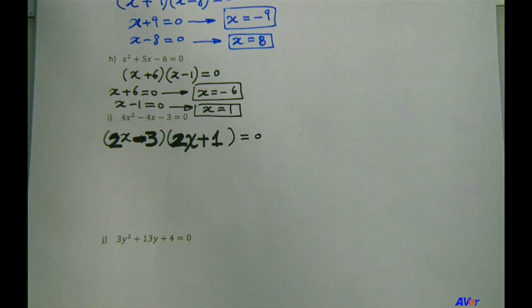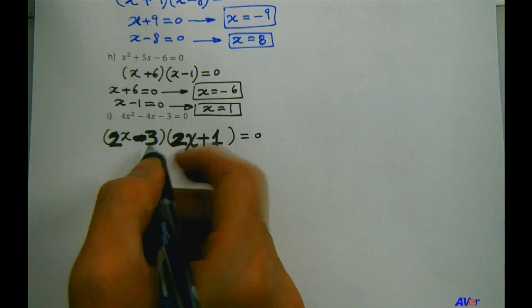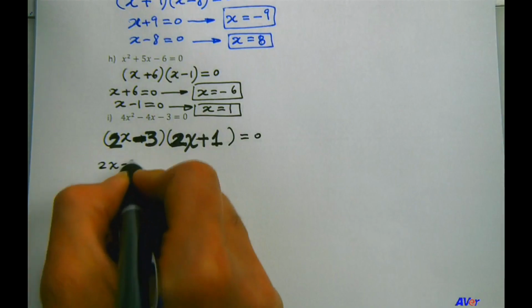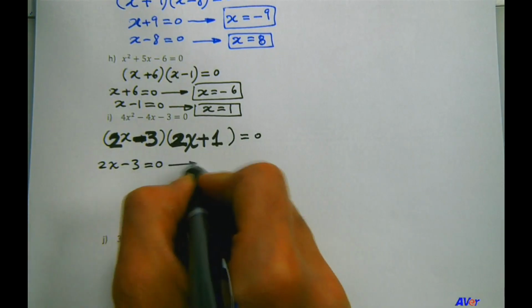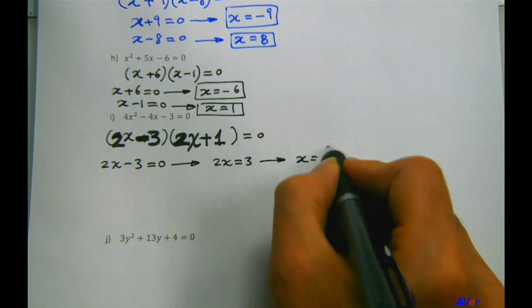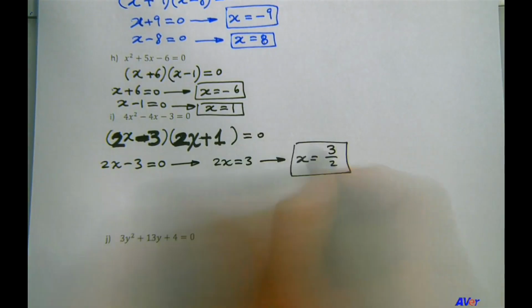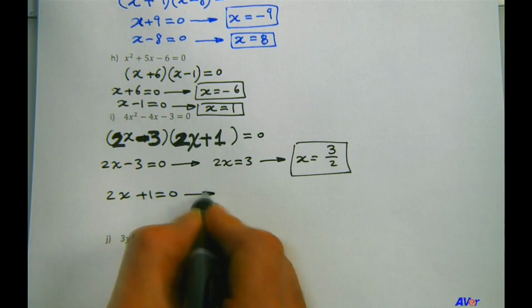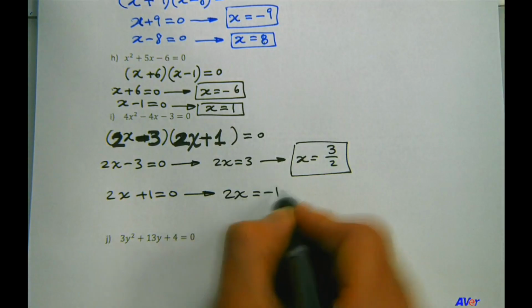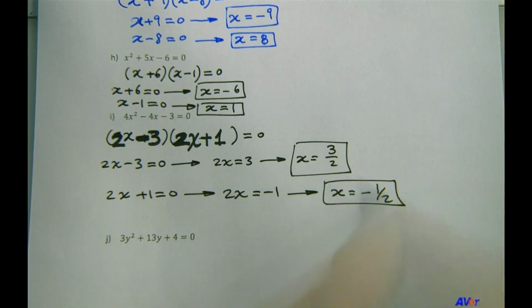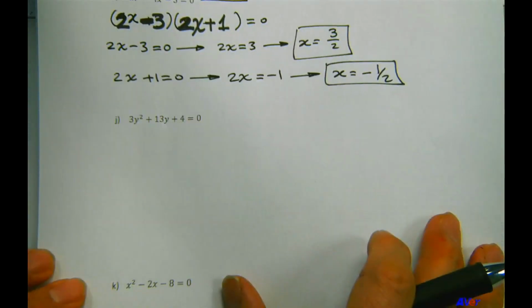Now let's use the zero product property to set each factor to 0 and solve for x. So 2x minus 3 equals 0, we have 2x equals 3, so x equals 3 halves. That's one of the solutions. Let's set this factor equal to 0. We have 2x equals negative 1, so x equals minus 1 half. Okay. All right. So another one, part J.